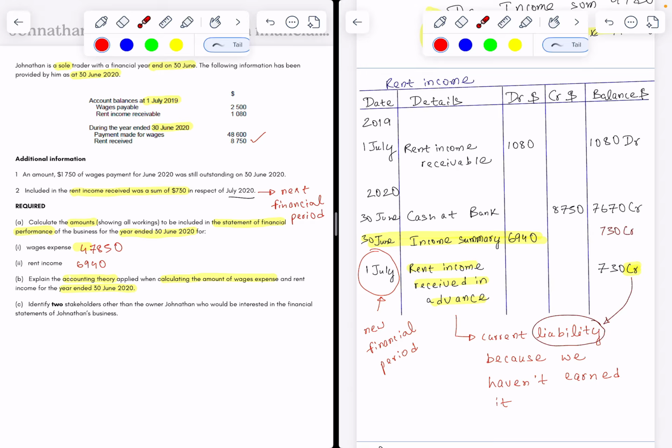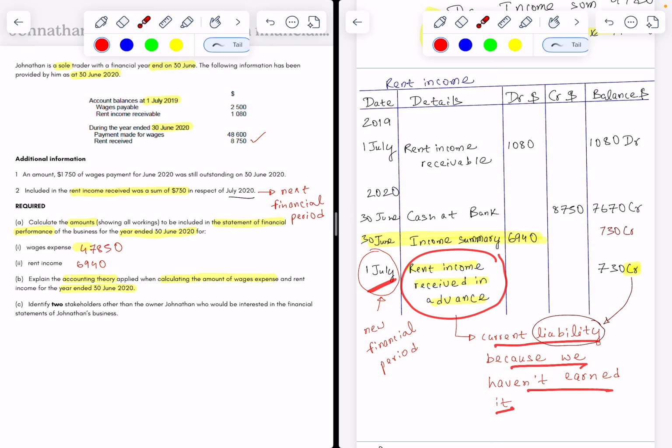So what that means is that when we move to the next financial period on 1 July 2020 and we want to show the opening balance, we want to show it as a current liability by including the account for rent income received in advance, which is a current liability account because we haven't earned the rent income. We just received the money in advance from our tenant. We will only earn this income after the entire month of July 2020, the next financial period, has passed, and once we have fulfilled our obligation towards the tenant to let them stay in that place, right?